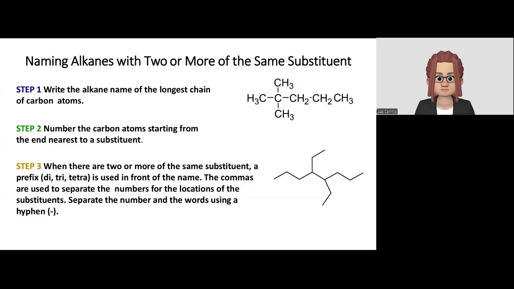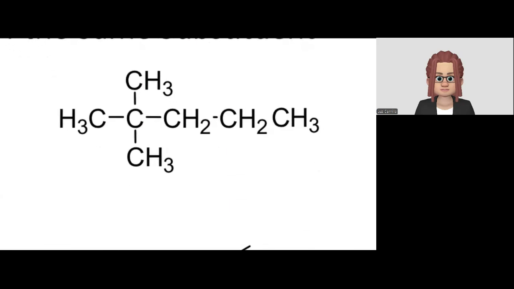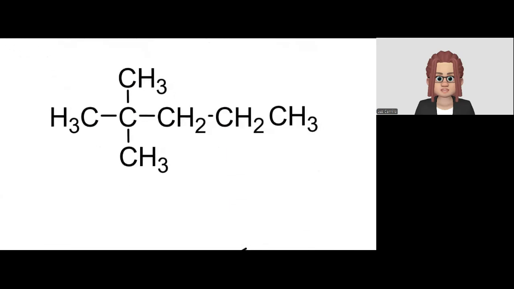You need to give the location for those substituents, and since they are the same substituent, those numbers will be separated by commas. And then whenever we have numbers and words, as we previously saw, they are separated by a hyphen. Let's look at the two examples that we have on the slide, starting with this condensed structure. First, let's identify what is the longest continuous chain of carbon atoms.